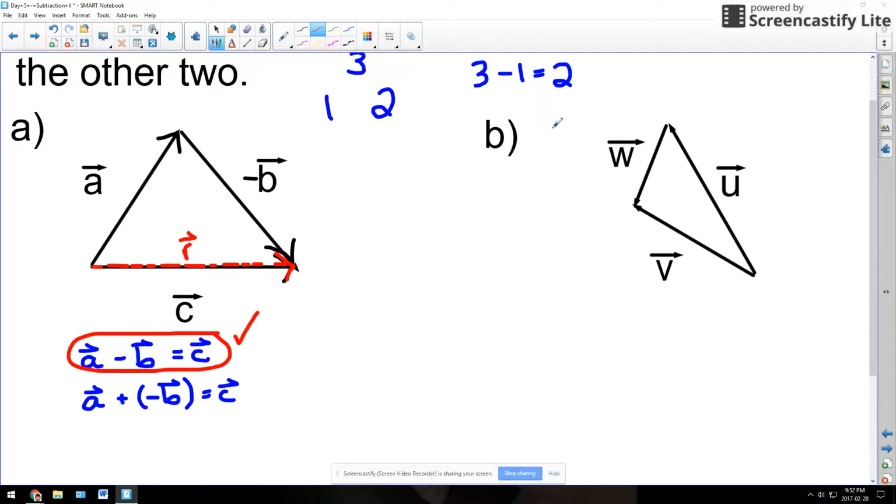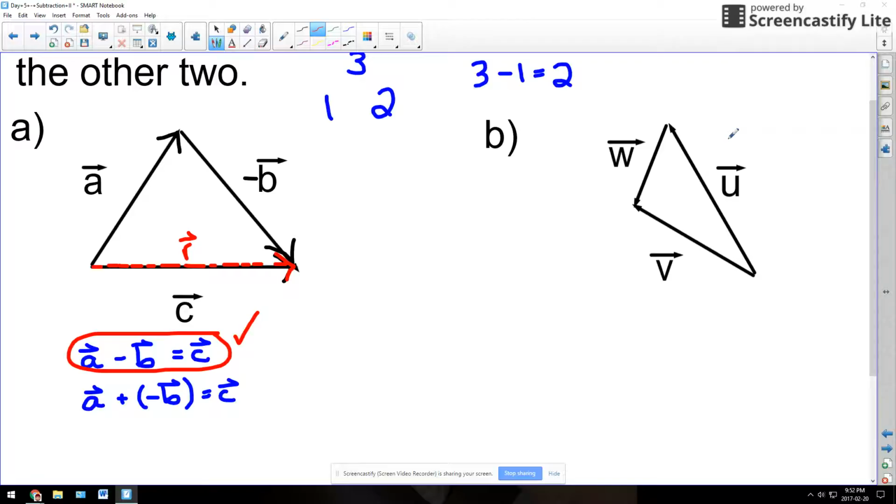Okay, so looking at B example, W, U, and V, can we think of doing this a certain way? So basically what we're looking at here is looking at which of these vectors should I be flipping or reversing the tail and the head of, such that when I do tip to tail of 2 of them, the third vector looks like the resultant. Okay.